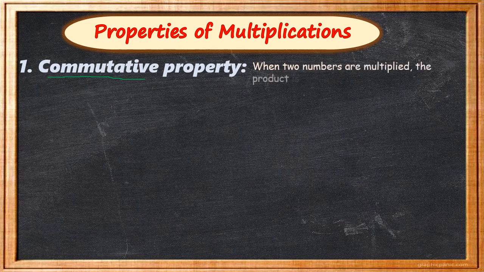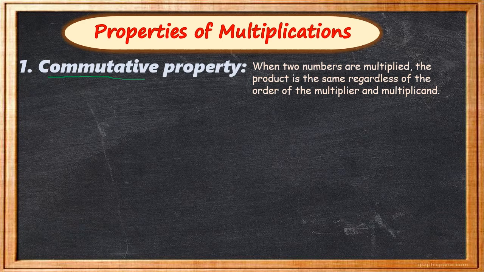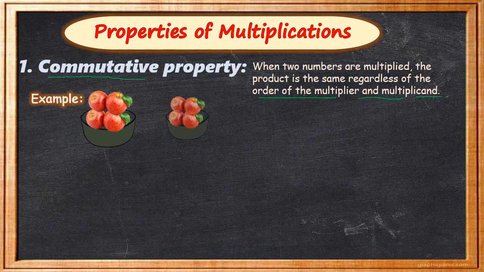Okay, children, see here. When two numbers are multiplied, the product is the same regardless of the order of the multiplier and multiplicand. This is clear? Now, let's take one example. What is this?